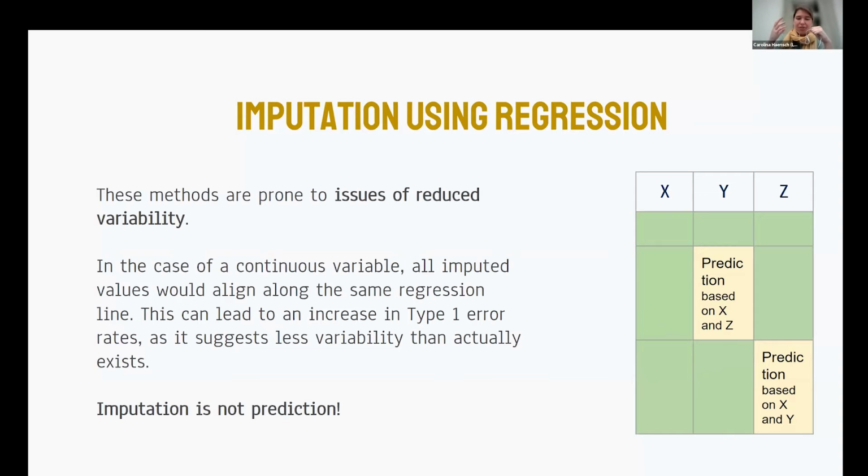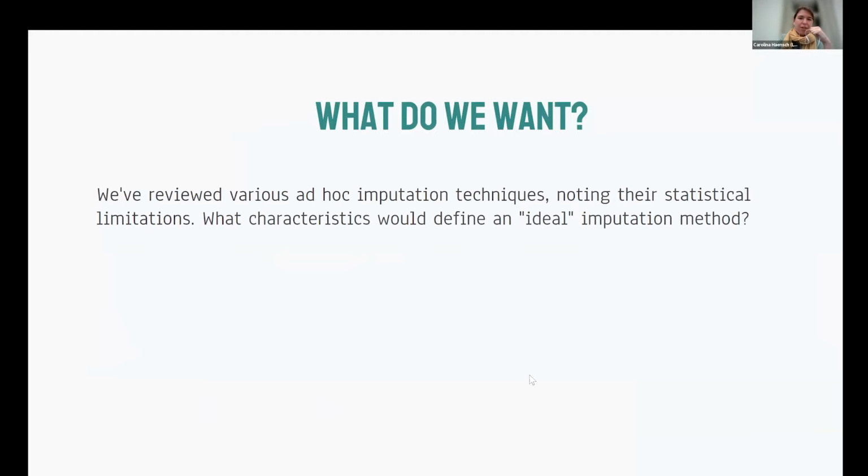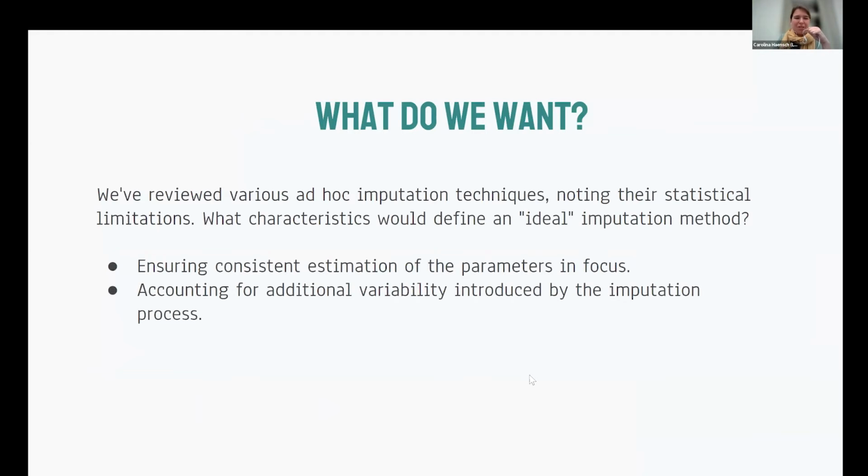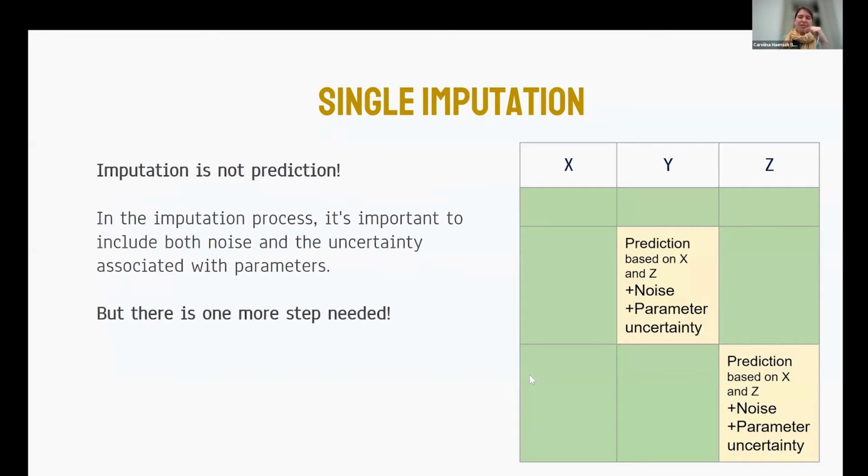The next step is to realize that imputation is not prediction. It's not about predicting a perfect value or the best value, but instead about getting a distribution of values that closely mirrors the original ones. I see that I'm already taking too much time, so I'm jumping ahead a little bit to the solutions that were developed.